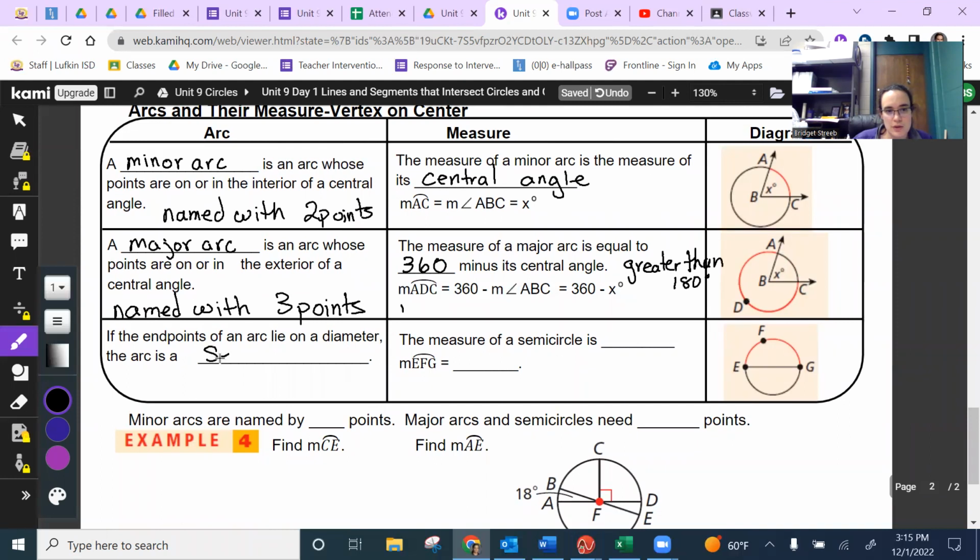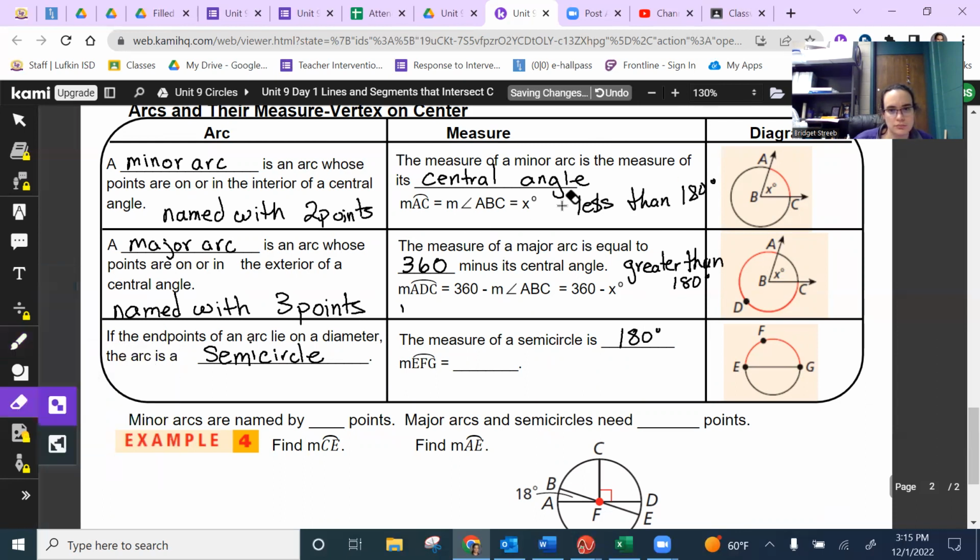And then we have semicircles. So semicircles are made from diameters, meaning that the circle is getting cut in half. And semicircles measure 180 degrees. That's why it's important that major arcs are greater than 180 degrees. That means that central angles or minor arcs are going to be less than 180 degrees. So that means that arc EFG equals 180 degrees. Again, semicircles are named with 3 points.